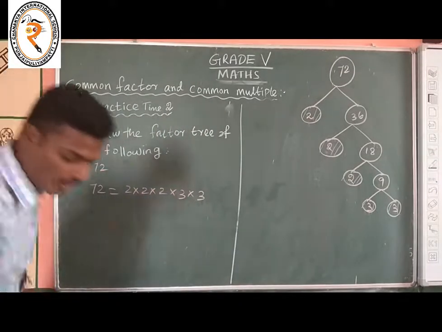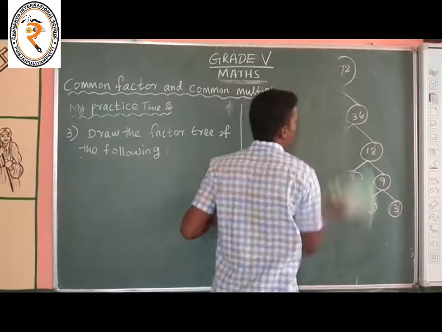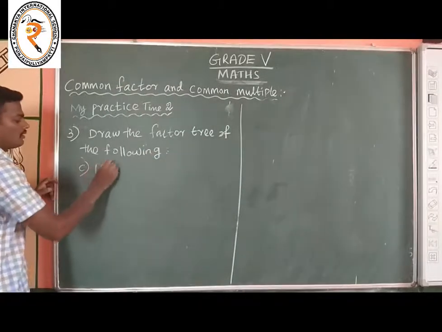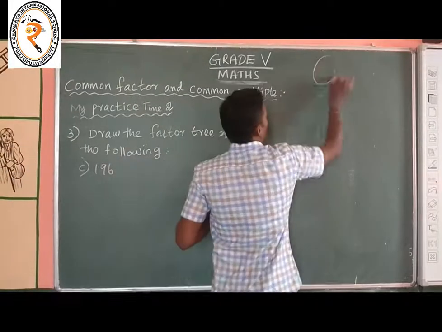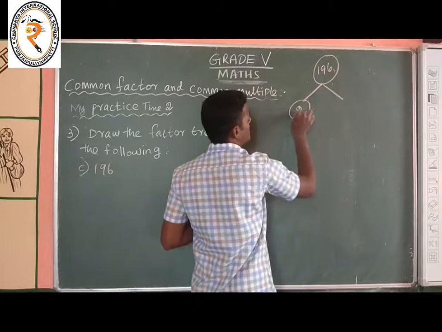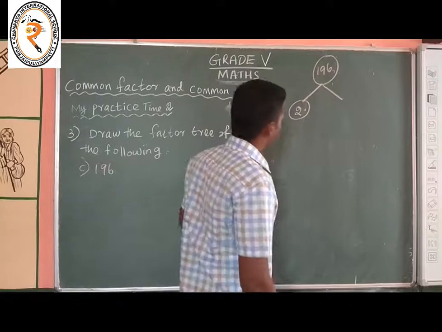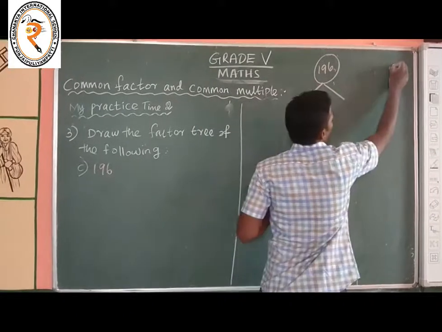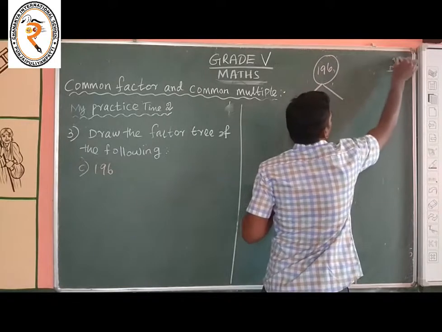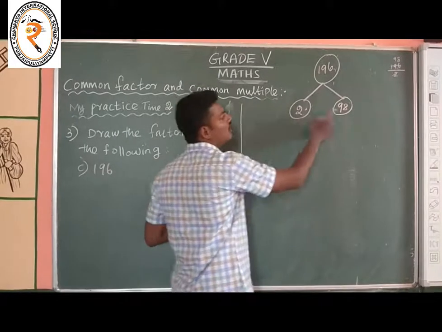Next one, 196. 196 in the tree method. Question number C, 196. 196 in the second table. 196 is an even number, so it comes in the second table. 196 divided by 2. 2 nines are 18, 9 times, balance 1. It is 98. So 2 into 98 is equal to 196.